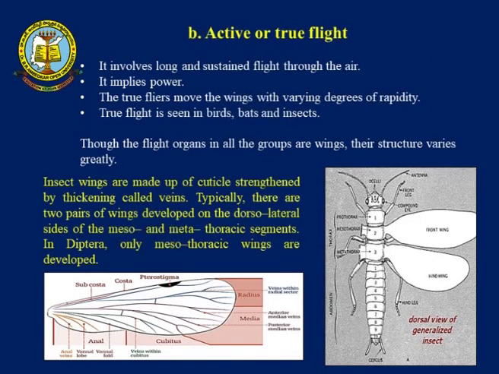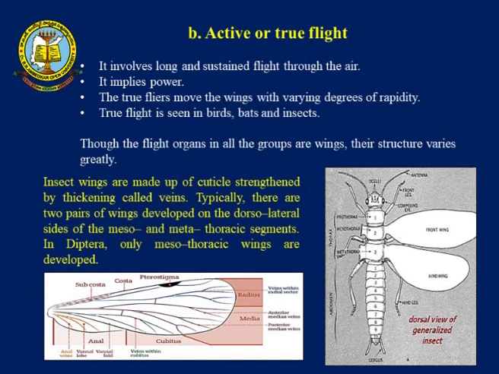Now, coming to active or true flight. This is the flight that you find in some insects and of course in birds. It involves long and sustained flight through the air. It implies power. The true flyers move the wings with varying degrees of rapidity. True flight is seen in birds, bats and insects. Though the flight organs in all the groups are wings, their structure varies greatly.